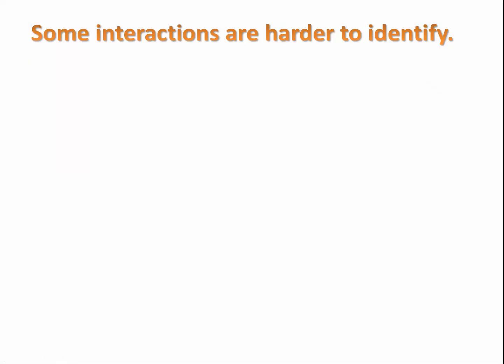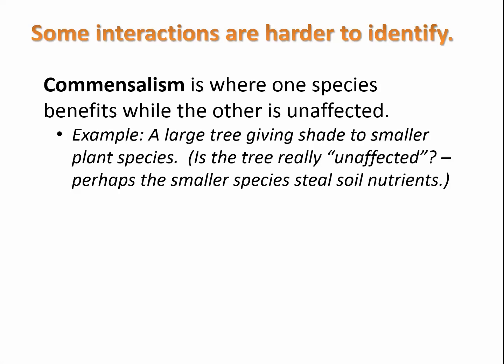Some interactions are harder to identify. So, for example, commensalism is where one species benefits while the other is unaffected. So, example, a large tree giving shade to smaller plant species. Is a tree really unaffected by giving shade to those smaller plant species? Perhaps the smaller species are stealing soil nutrients. Hard to tell.